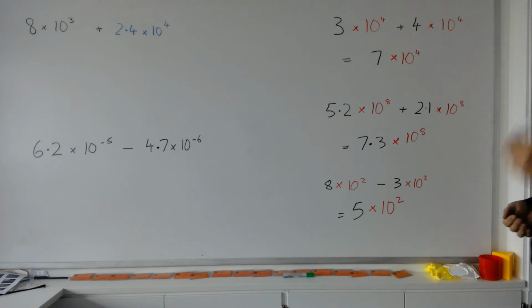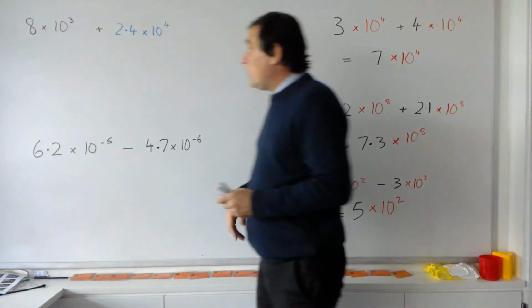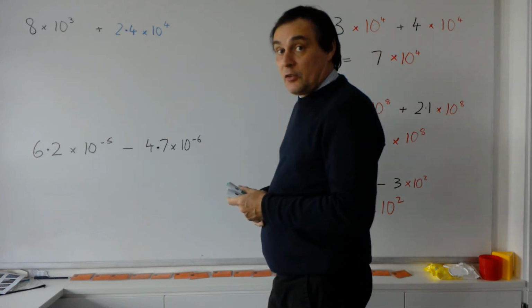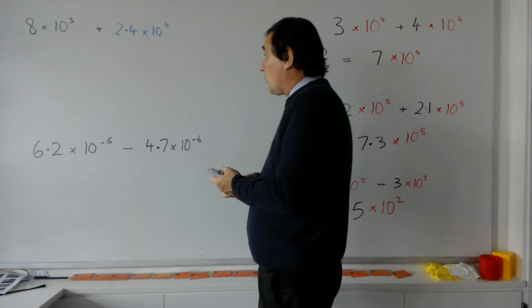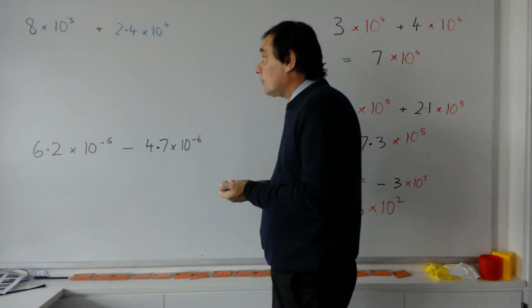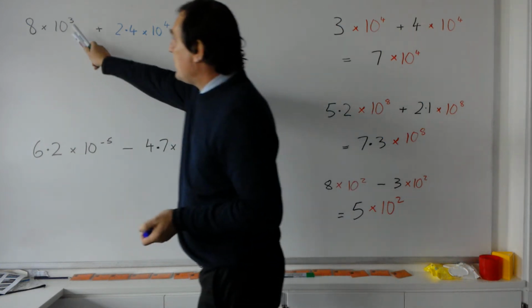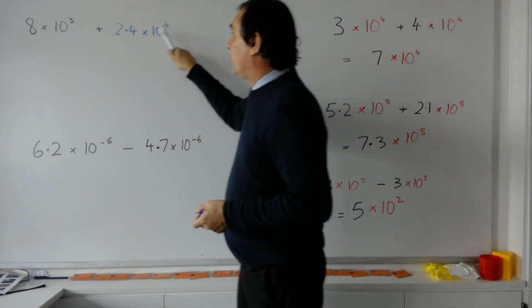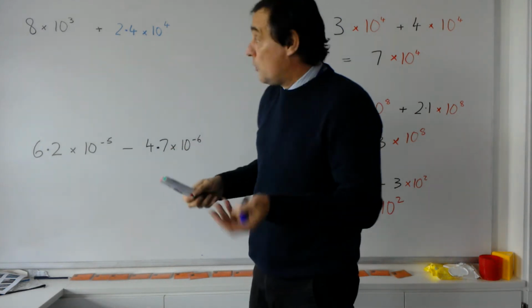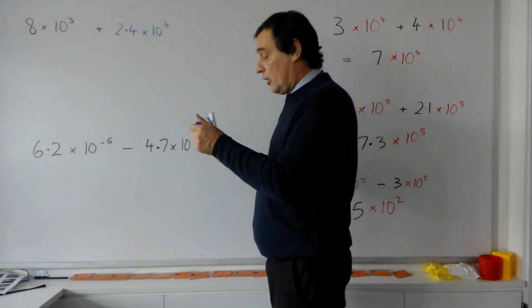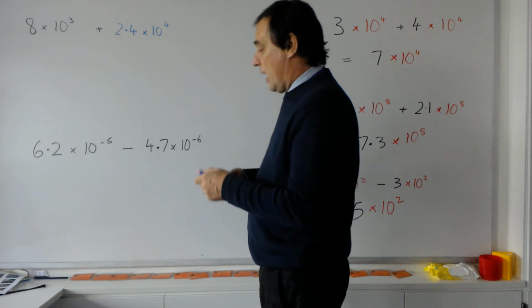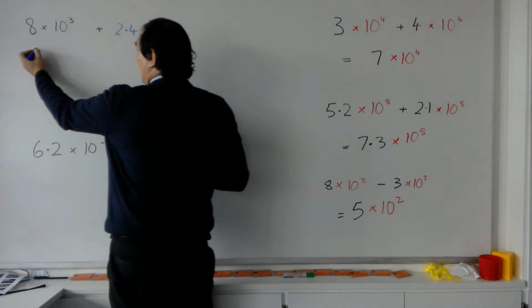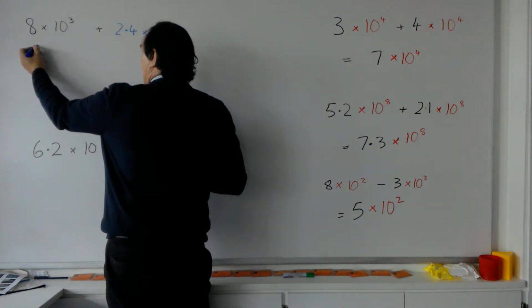Now, the fun and games begin when we've got standard form powers that are different. So we've got to use a little bit of trickery here to get around it. We've got 8 times 10 to the 3 here, and we're adding 2.4 times 10 to the 4. So the 10 to the 3 and 10 to the 4 are different. We can't do what we did before. So the long way round, but it's a way that will always work: if we first of all convert them to ordinary numbers, 8 times 10 to the 3 is 8,000.